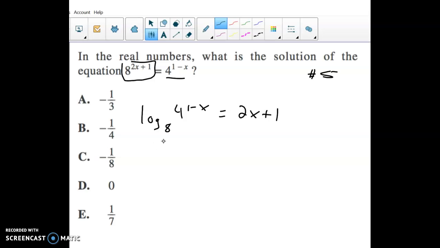Okay, but this is where I think the log properties are going to come in handy, because this is an exponent, and with my log properties, we can move that down front. So then I would have 1 minus x times log base 8 of 4 equals 2x plus 1. And then this is just a number. Log base 8 of 4, we can use our calculator.